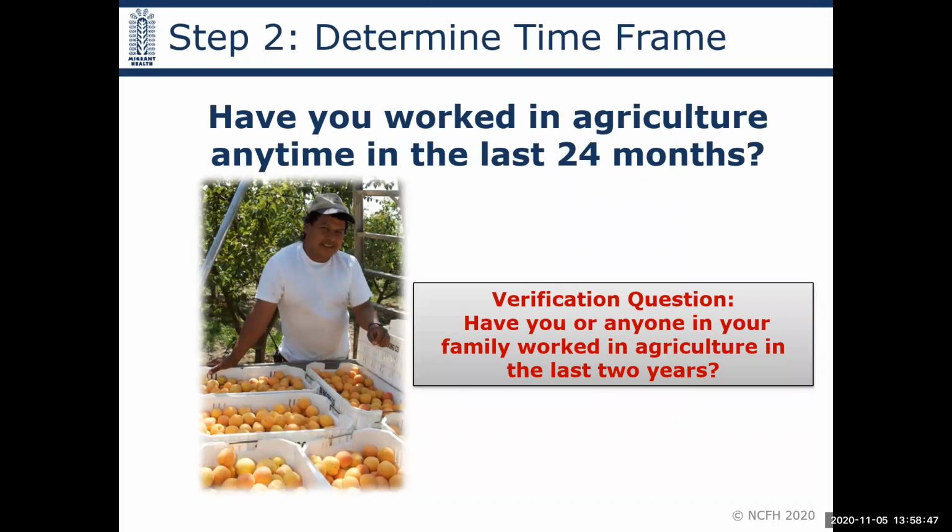And step 2, determine the time frame. As I said before, 24 months is the key. So have you worked in agriculture any time in the last 24 months? The verifying question is, have you or anyone in your family worked in agriculture in the last 2 years or 24 months? And the farm worker does not have to work 24 months before you can classify them as an ag worker. It's any time in the last 24 months have they worked in agriculture.